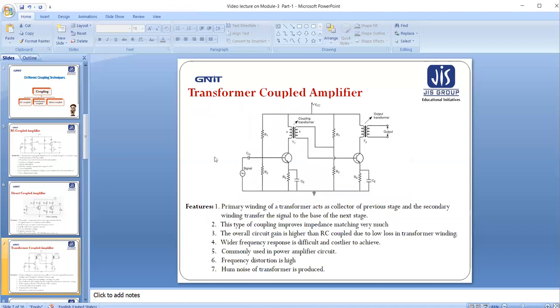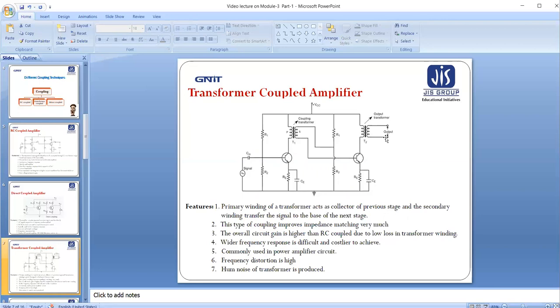Here we have seen that the collector of the first transistor is connected to the primary winding of the transformer, whereas the secondary of the transformer is coupled to the base of the second stage. So the coupling is done with the help of a transformer, and the output is also collected from the secondary of another transformer. Means there is an absence of resistor, so there is no chance of resistive loss, power loss or voltage drop.